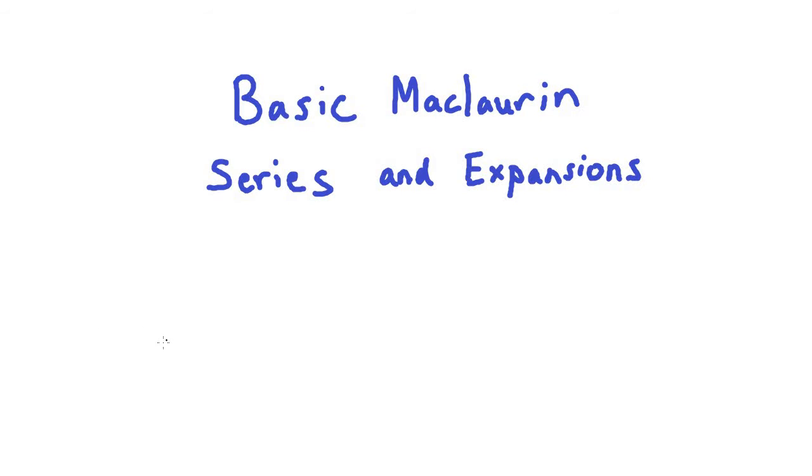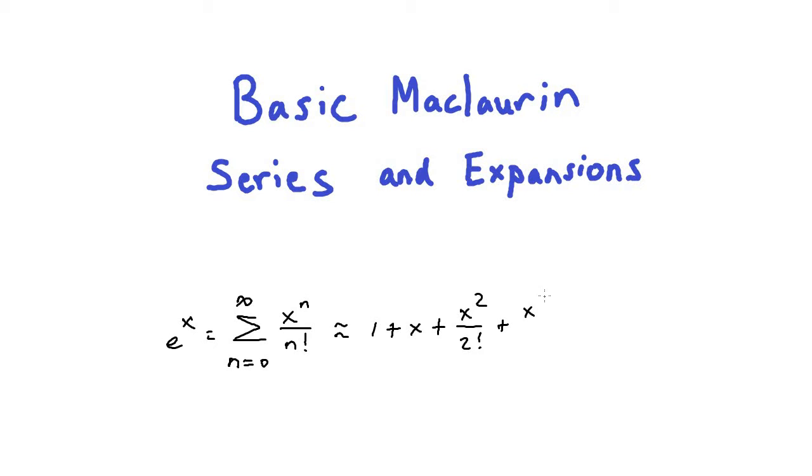So next we have e to the x, and e to the x in series notation is going to be from n equals 0 to infinity, and keep in mind all of these will be from n equals 0 to infinity, of x to the n over n factorial. So the first four terms are going to look like 1 plus x plus x squared over 2 factorial plus x cubed over 3 factorial and so forth.